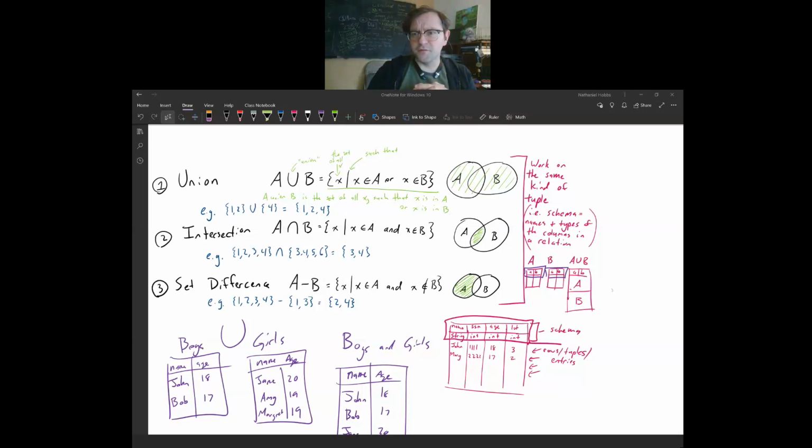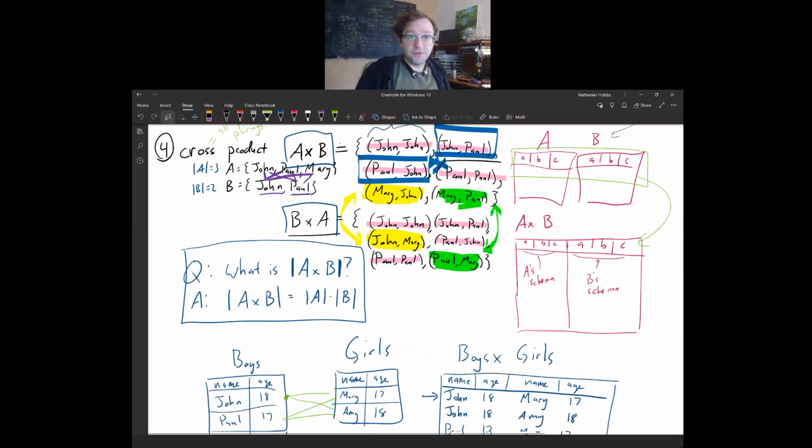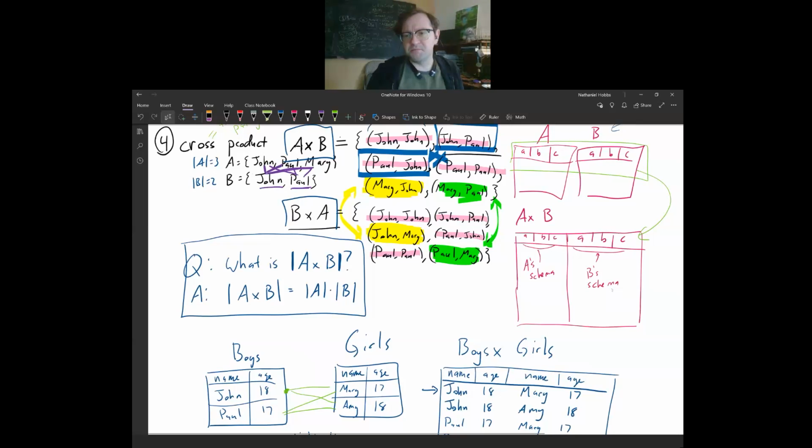I think we've covered enough about that the last class. I'll remind you that for the union, intersection, set difference, all of these, the relations have to be of the same kind. What that means is that the schema has to be the same. So the same number of columns, same names, same types. Then we talked about multiplication, and multiplication with relations is called the cross product. And this is really just finding all possible pairings. So we discussed that last time. I won't go into it again, but of all of the operations, this is maybe a more complicated one. Still not too bad.